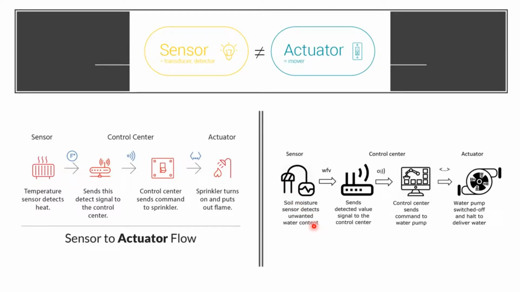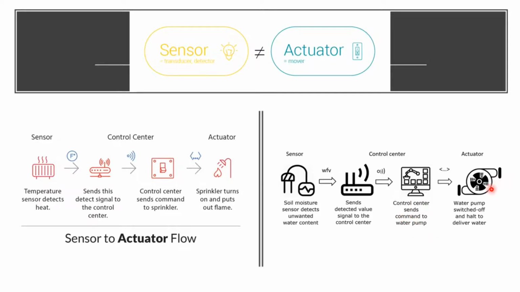As you know, a sensor is going to convert one energy form to another. So the moisture is my input to the sensor, and the output will be some electrical signal. That signal will be taken by the control center. When I say control center, it is nothing but the brain of the system, which is a controller, and this controller sends the required command to the water pump. So here the water pump is the actuator.